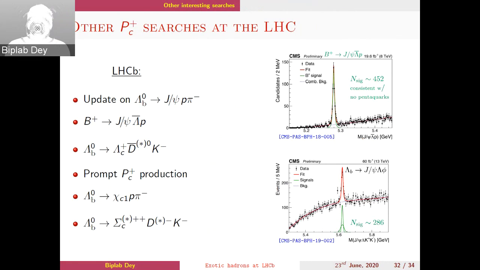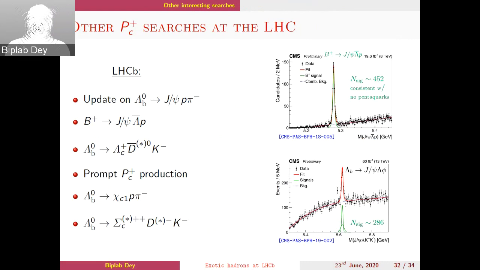And remember, like I said, the 4457 could be a Lambda c D0 cusp. So we want to check if we can see this in direct production. So Lambda b to Lambda c+ D and D* K, if we see direct production. We are also searching for prompt Pc production, then pentaquarks in other c c-bar states, chi c1 p pi, and then Lambda b to chi c, sorry, Sigma c++ D* K minus.